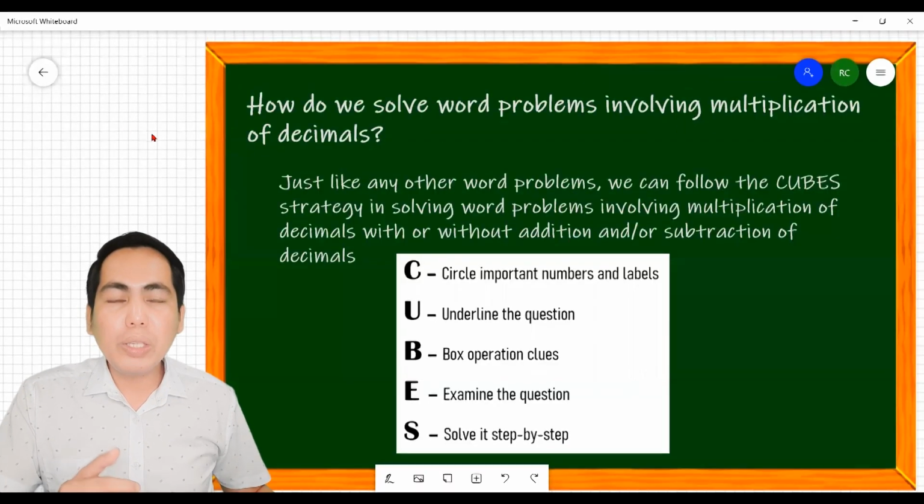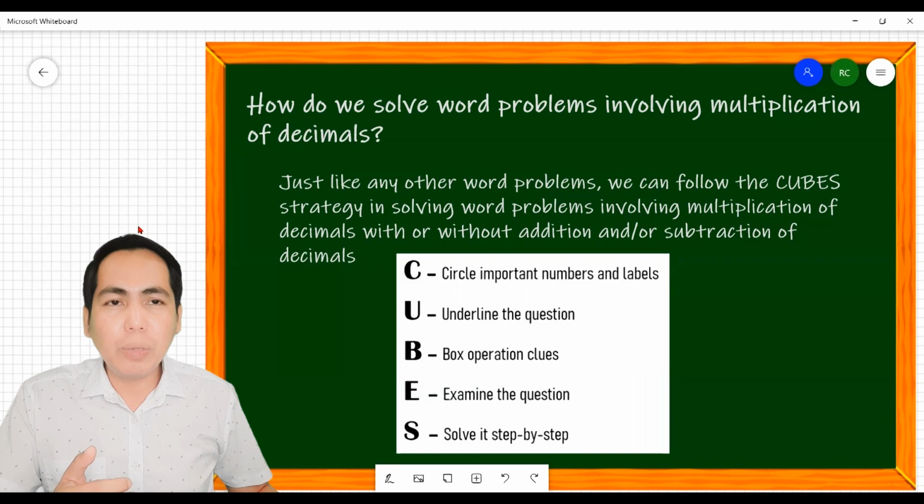In this video, I'm going to present to you a strategy in solving word problems involving multiplication of decimals with or without addition and or subtraction. So, how do we solve word problems involving multiplication of decimals? Just like any other word problems, we can follow the CUBE strategy in solving word problems involving multiplication of decimals with or without addition and or subtraction of decimals.